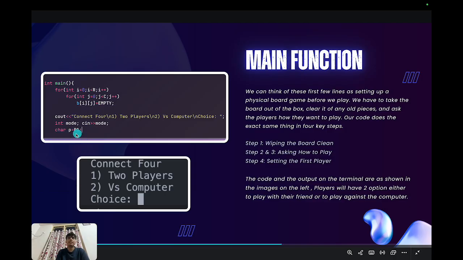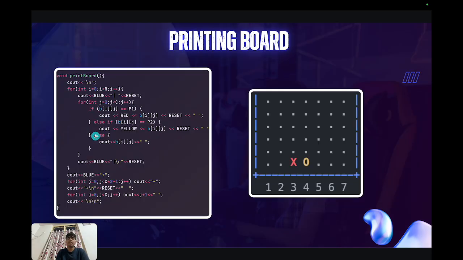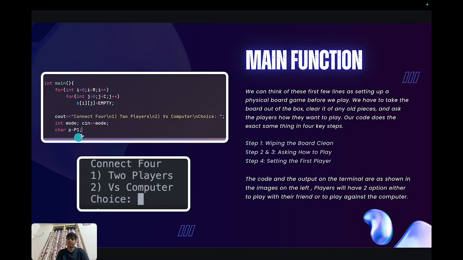And char p is equal to P1. We're defining it so that we would know whose turn it is, and we are initially defining it as P1. I'll come to the main function part later on. Before that, I'd like to describe all the subfunctions that we are using in the code. So this is the input, these are some of the first few lines at the start of the main function, and this is the output for this corresponding part.